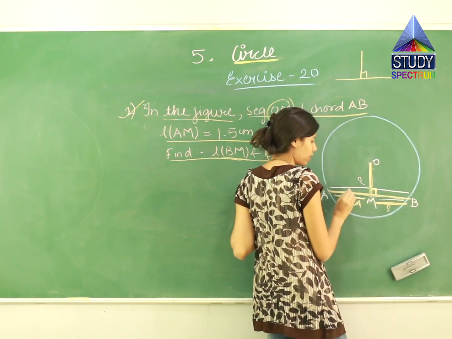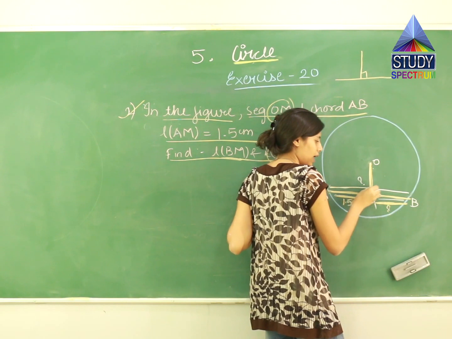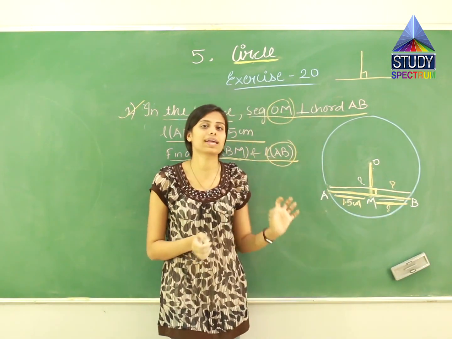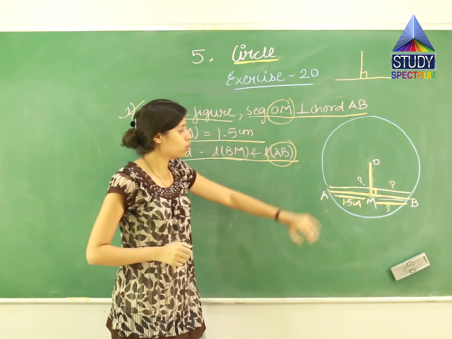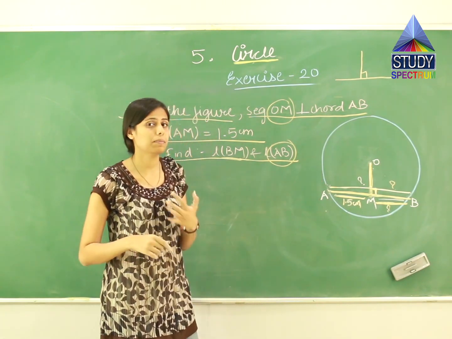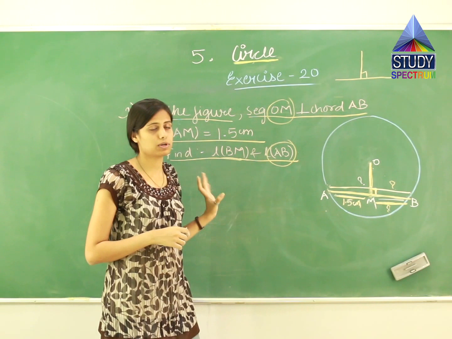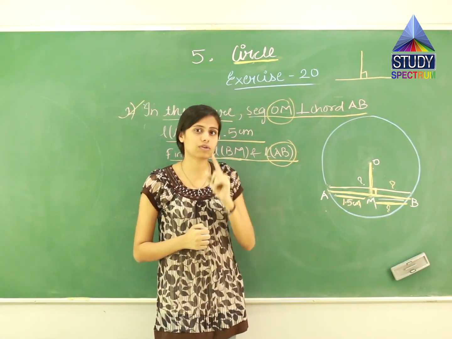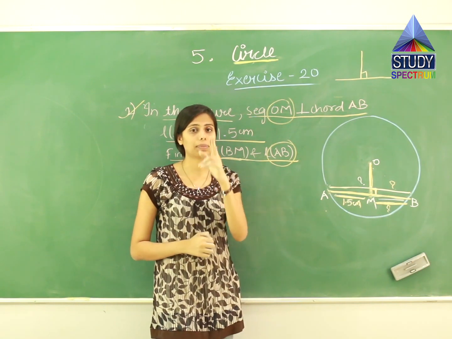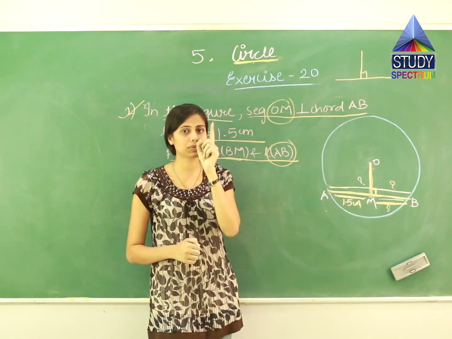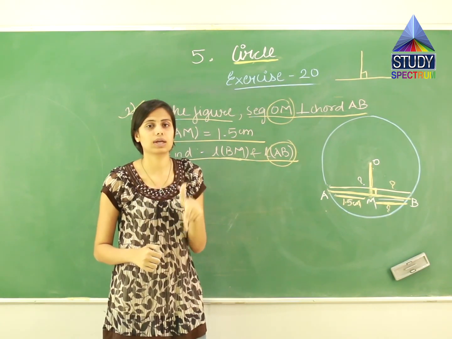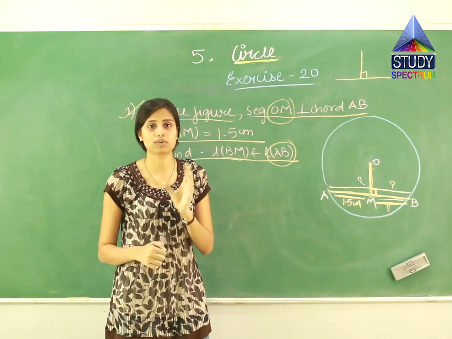Means we have to find BM, and you have to find the whole AB. So this is also a question mark. Let us see how we can find both these lengths. Look at this diagram and the given information, and tell me which type of property this is. This is the first property: when a perpendicular is drawn from the center to a chord, it bisects the chord equally, or it cuts the chord equally.